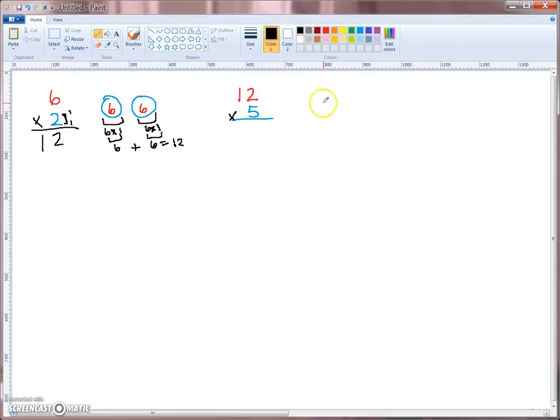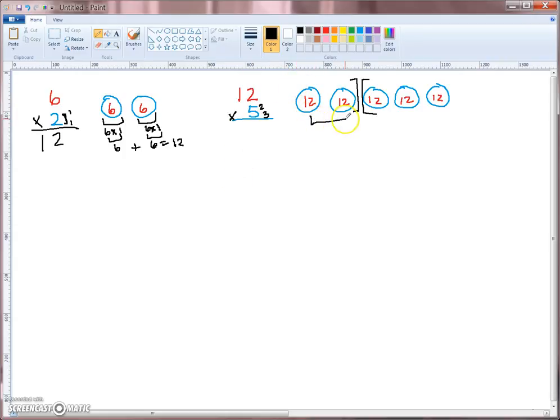Alright, so let's look at this one. How many groups are there? 1, 2, 3, 4, 5. And each group has what number in it? 12, 12, 12, 12, 12. Alright, so if I were to break it into 2 and 3, so a group of 2 and a group of 3. So I broke down 5 into 2 and 3 groups, right?